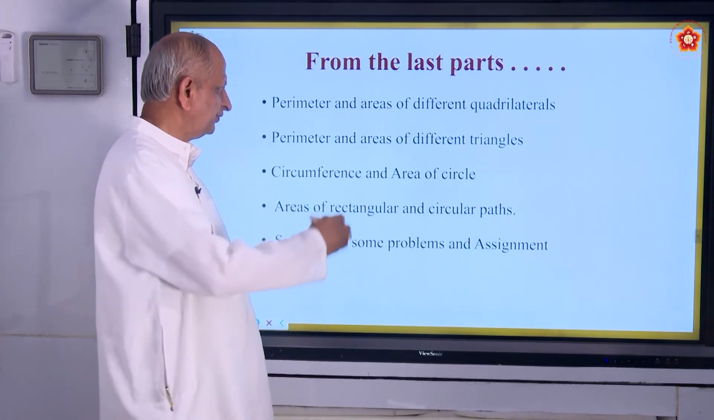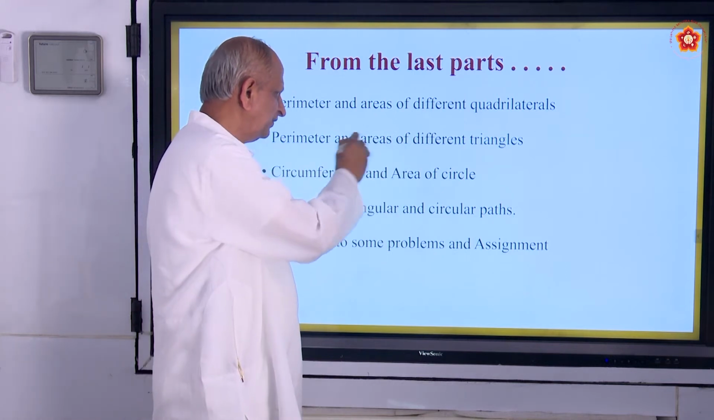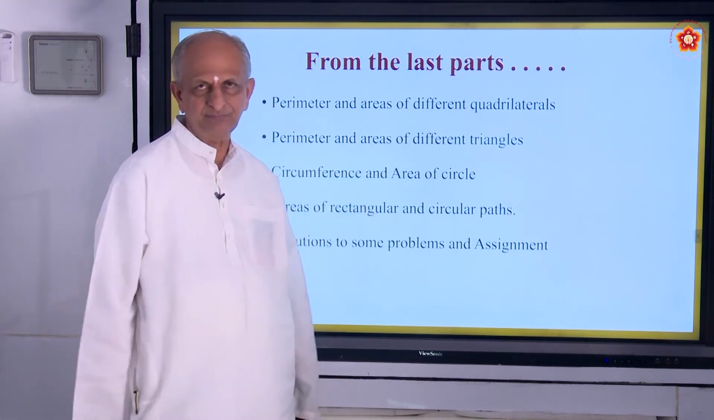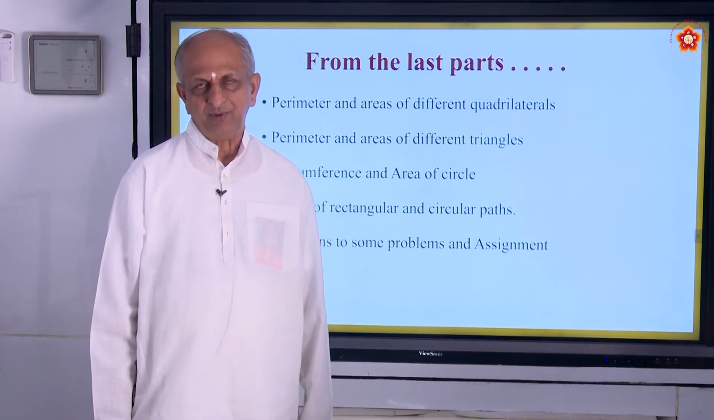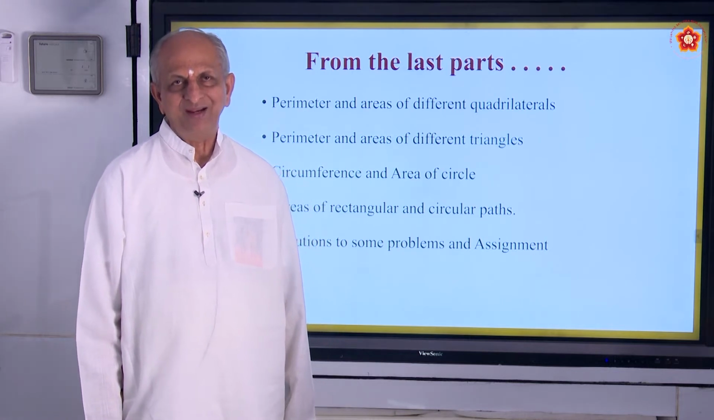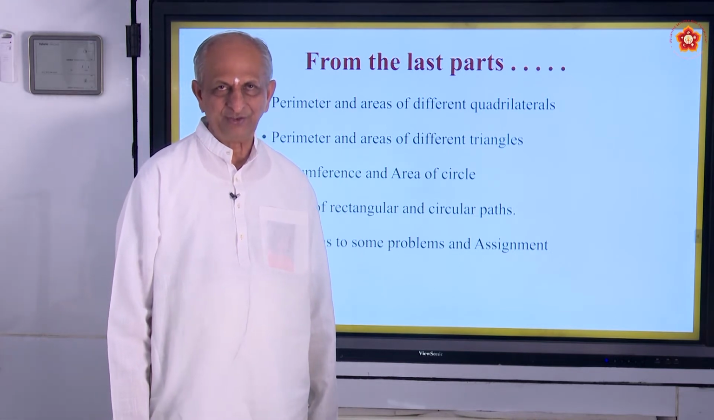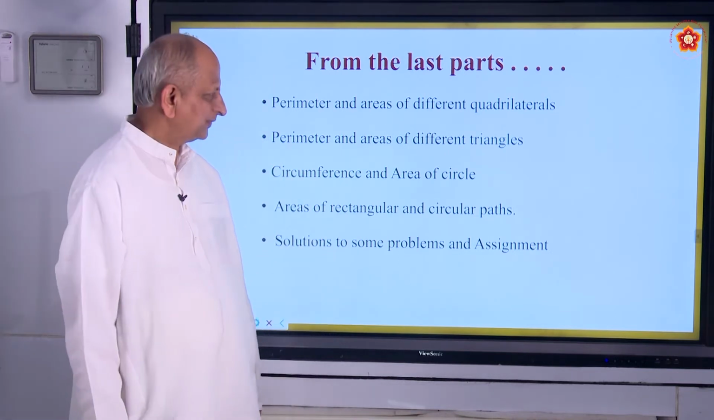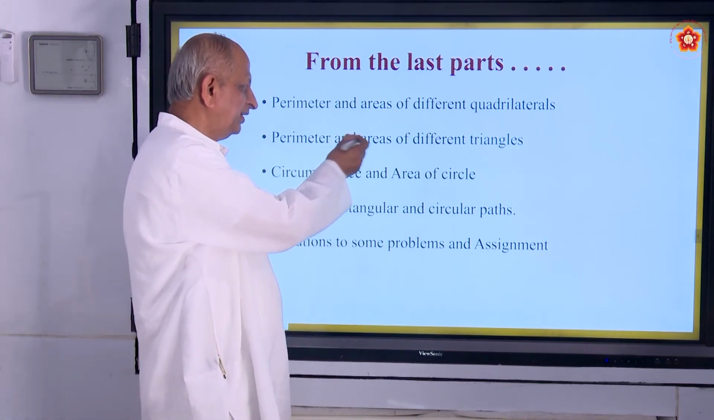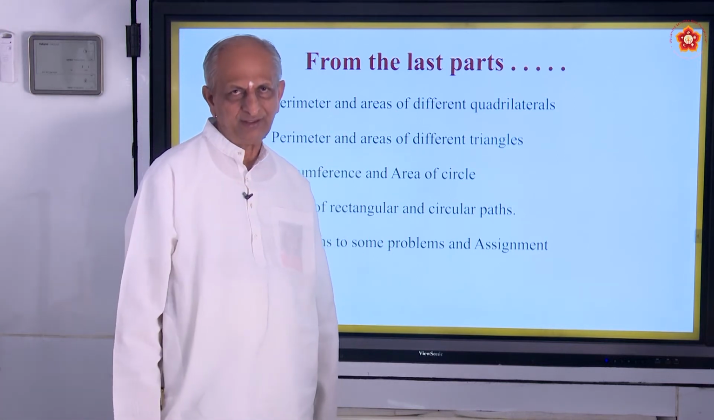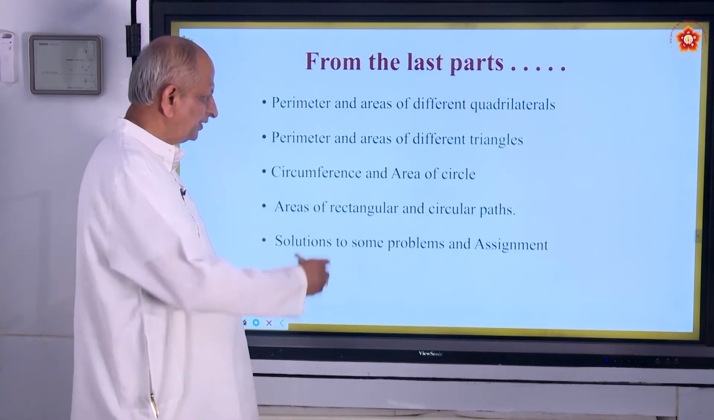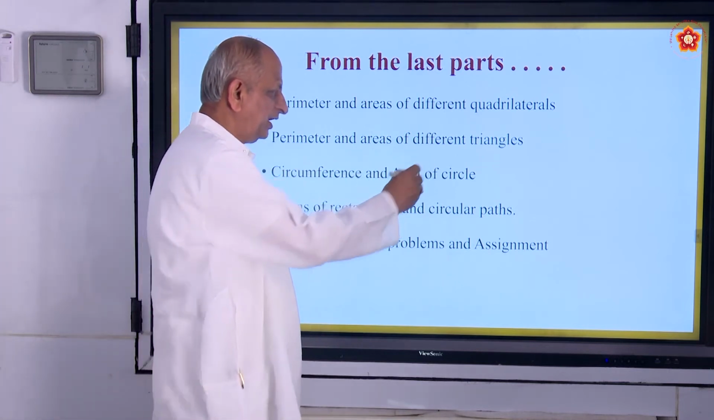And then also we have seen different kinds of triangles, their perimeter and areas. We have equilateral triangle, right angle triangle, and scalene triangle with reference to sides. The perimeter also you have studied and areas also you have studied, right? And circumference and area of a circle.